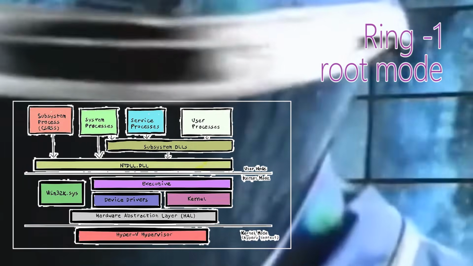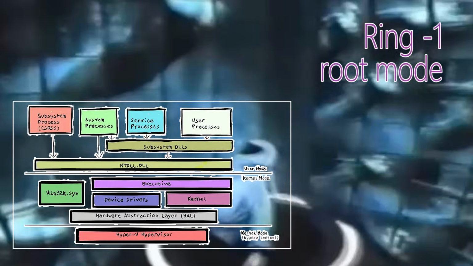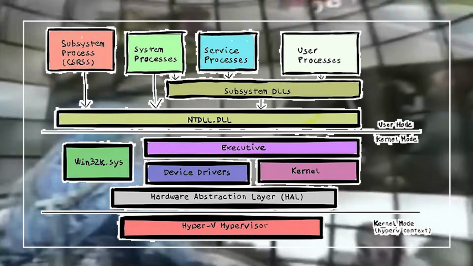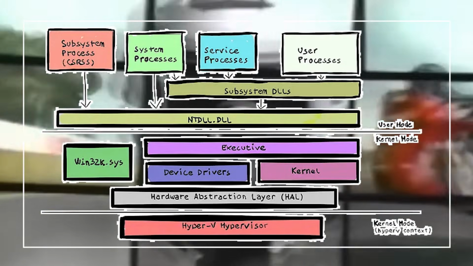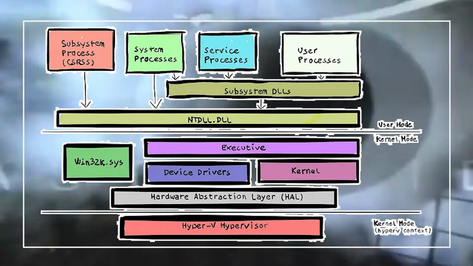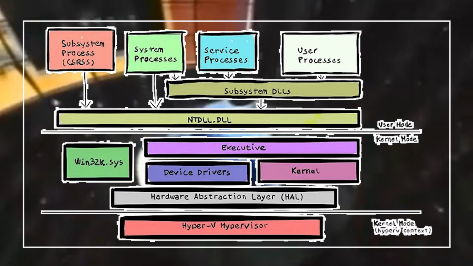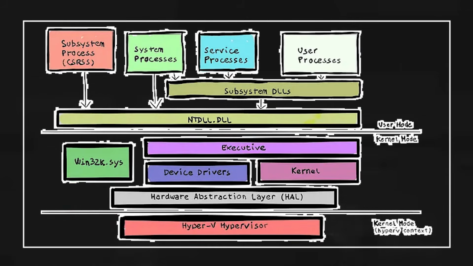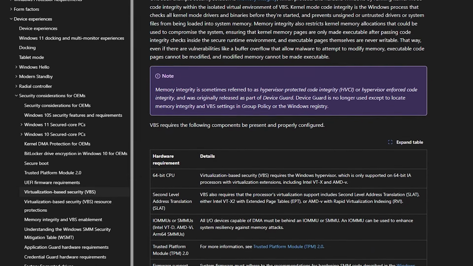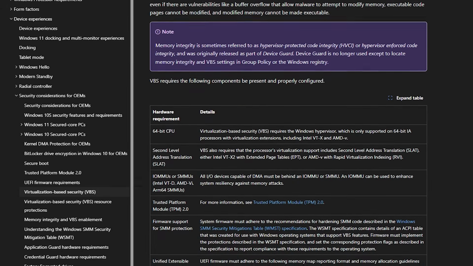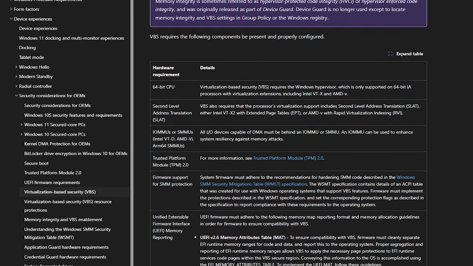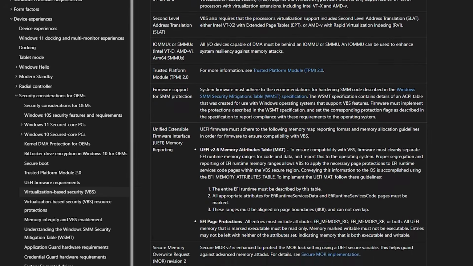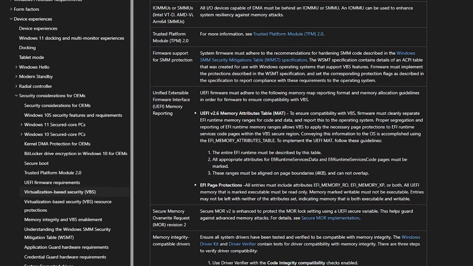Ring -1, or root mode. This ring is used by a Type 1 hypervisor for hardware-assisted virtualization. The hypervisor creates and manages virtual machines using special CPU instructions to control the hardware directly. If enabled, Windows 11 uses a lightweight hypervisor underneath the kernel for virtualization-based security, or VBS. So when a kernel driver of our operating system thinks it's directly reading or writing physical RAM, in reality it communicates with the hypervisor. VBS creates isolated virtual environments using a hypervisor to run security checks on drivers.